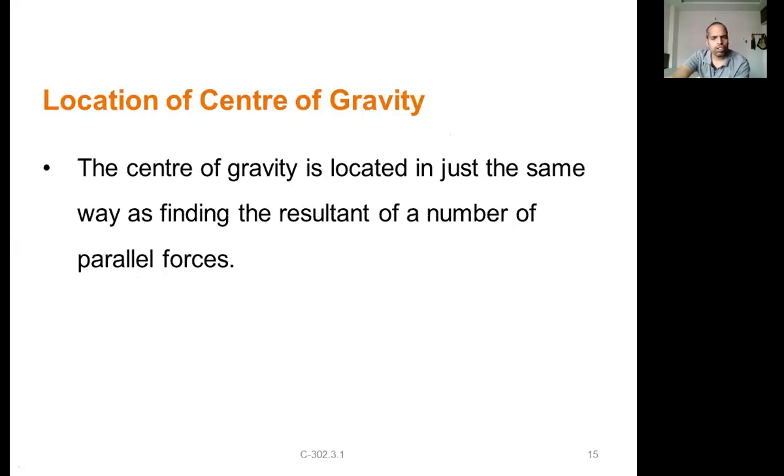Now let us see how to find the location of the center of gravity. The center of gravity is located in just the same way as finding the resultant of a number of parallel forces. Just now we discussed the definition: it is the point through which the resultant gravitational force of attraction passes. That point is the center of gravity.